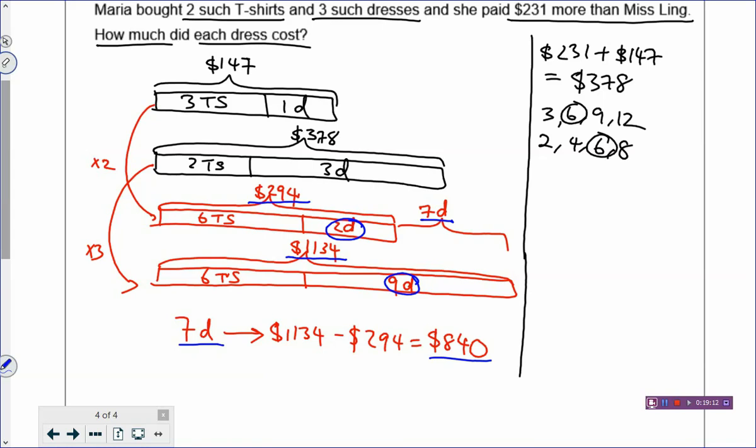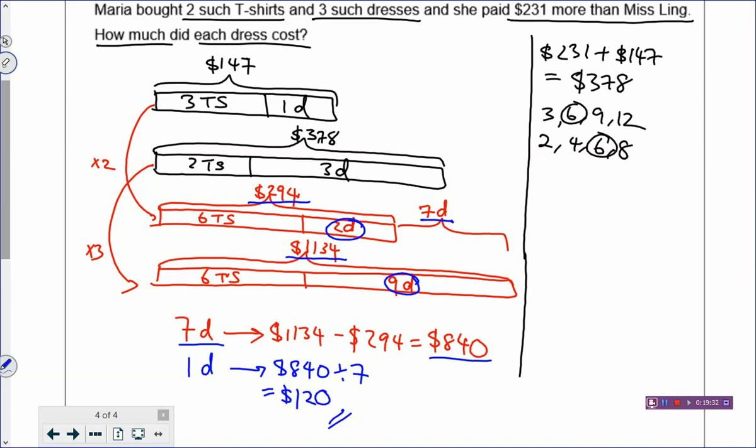So can you find how much is 1 dress? So your 1 dress will be $840, and you divide by 7, and you get $120. So how much did 1 dress cost? And you solve the problem, $120. Okay, so that's how you use the model to help you to solve this kind of problem.